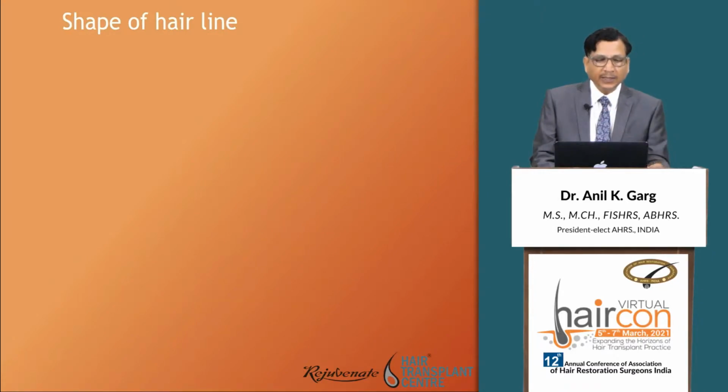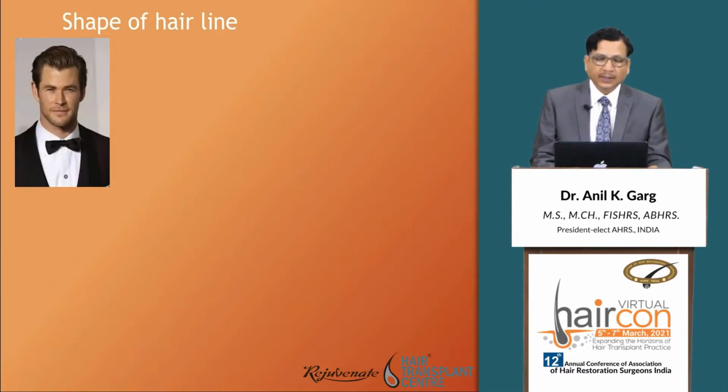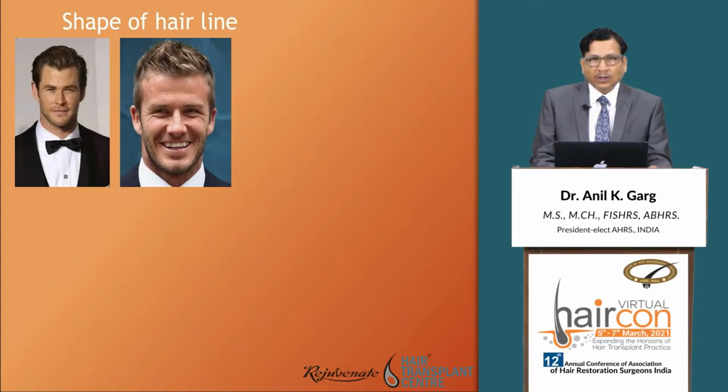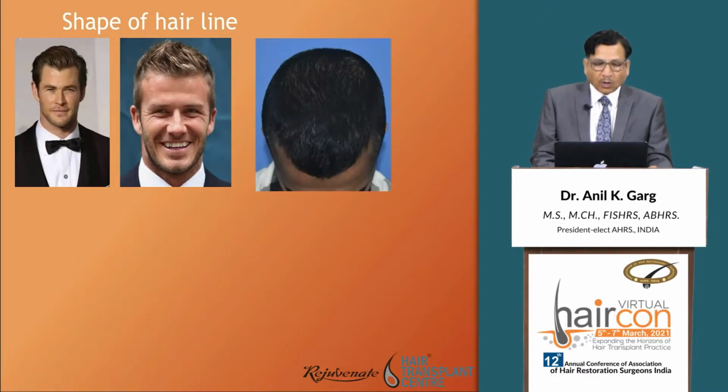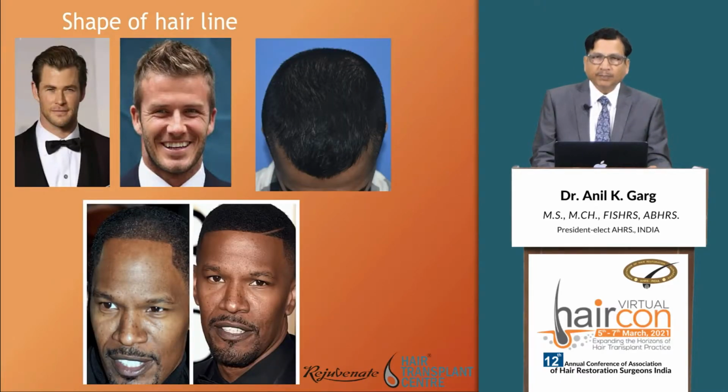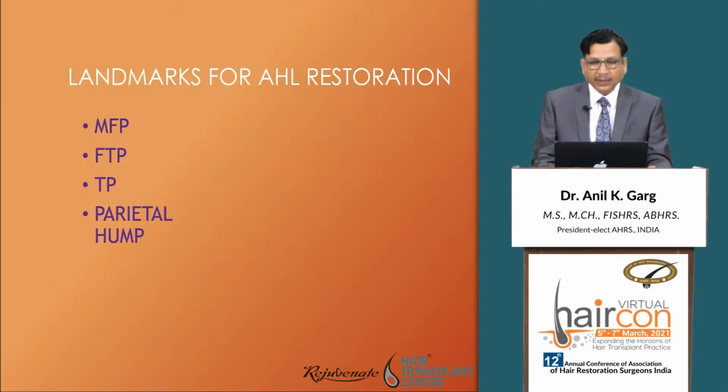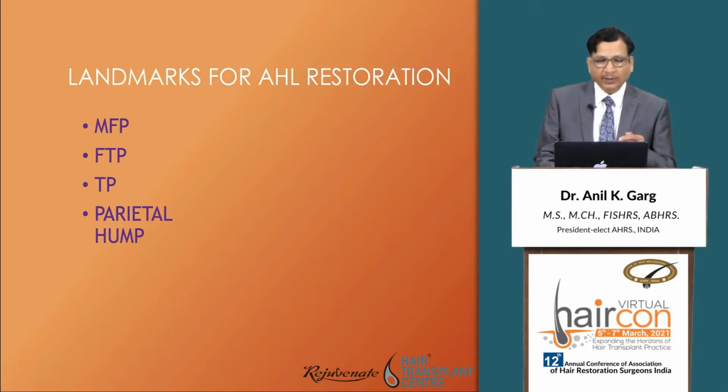The shape of the hairline can be triangular, round, oval, or square. Depending on the shape of the head or skull, we decide on the line, and also on the ethnic variation. The landmarks to reposition the anterior hairline are the mid-frontal point, frontotemporal point, temporal point and the parietal hump. We will take them one by one.